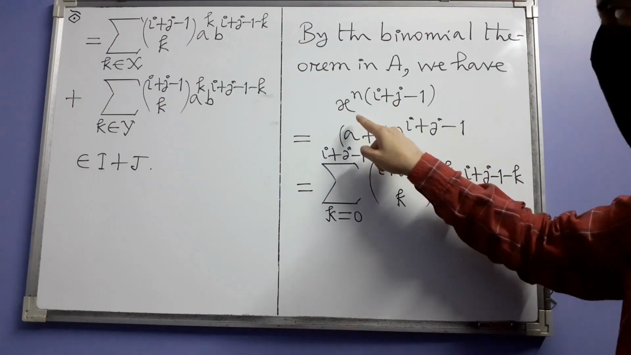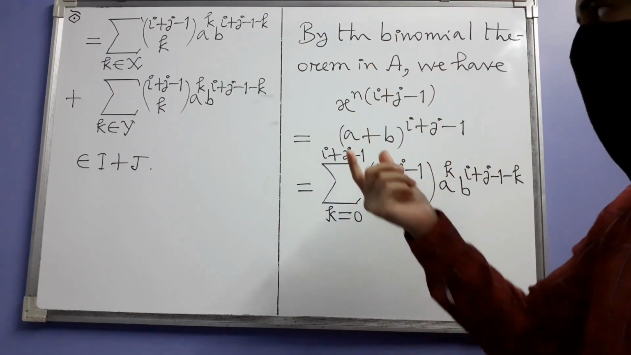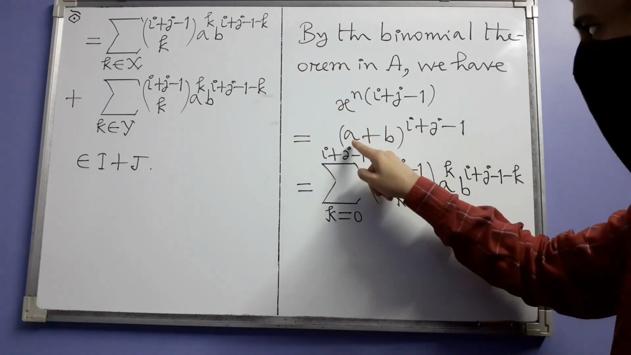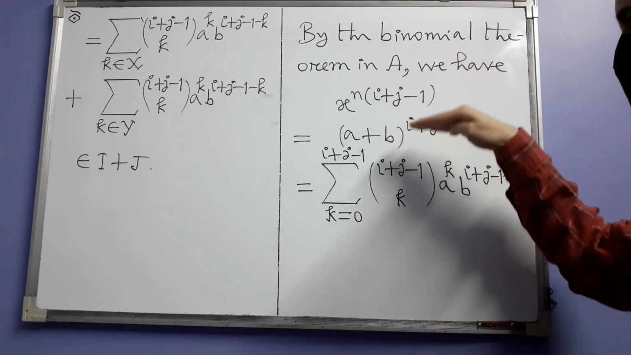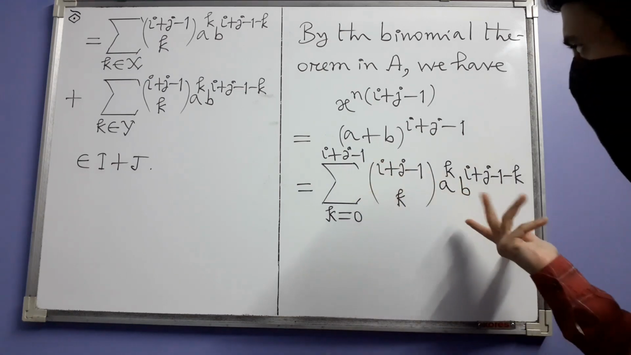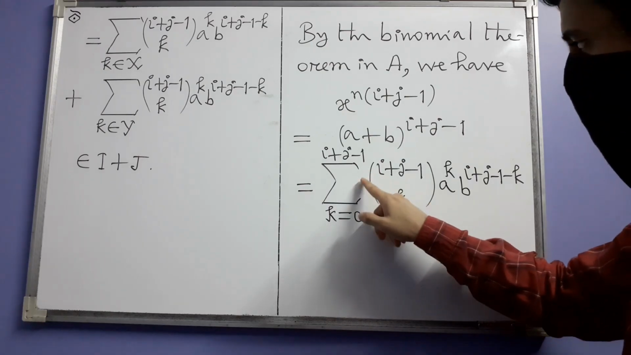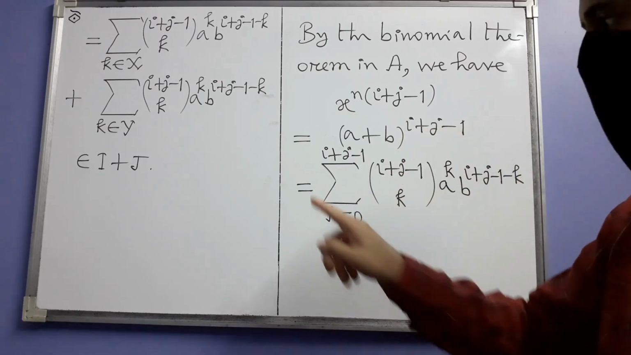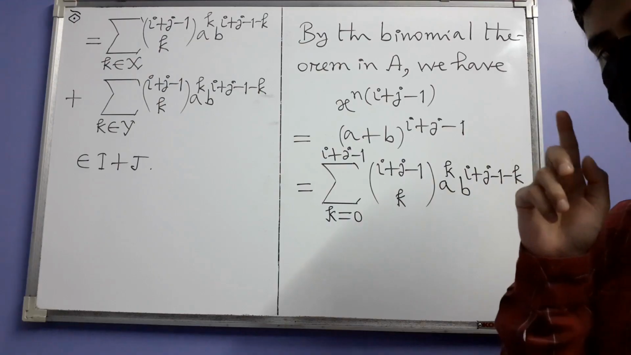So that way what do we get? We get x to the power n, whole to the power i plus j minus 1. And we already know that x to the power n is equal to a plus b. So that way we get a plus b to the power i plus j minus 1, and we are using the binomial theorem to expand this power. You already know the structure of the binomial theorem. In this sum, the index k will vary from 0 to this exponent i plus j minus 1. Again I am repeating, i plus j minus 1 is a positive integer.